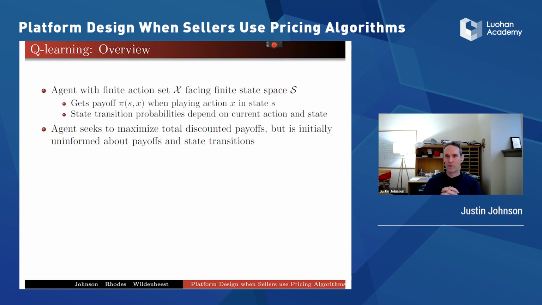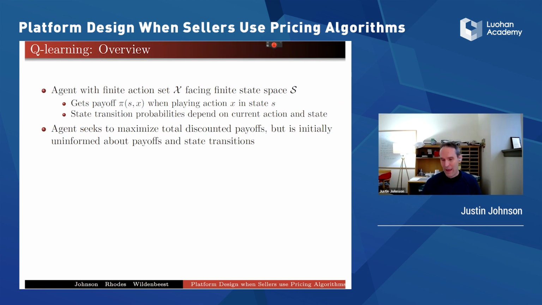Okay, so suppose you have a decision problem that evolves over time, and in each period you have a finite number of actions, X, that you can take, and you face a finite state space. And in each period you get some, possibly random payoff that depends somewhat on the state and the action that you took. All right, and there are some stochastic transition probabilities between states.